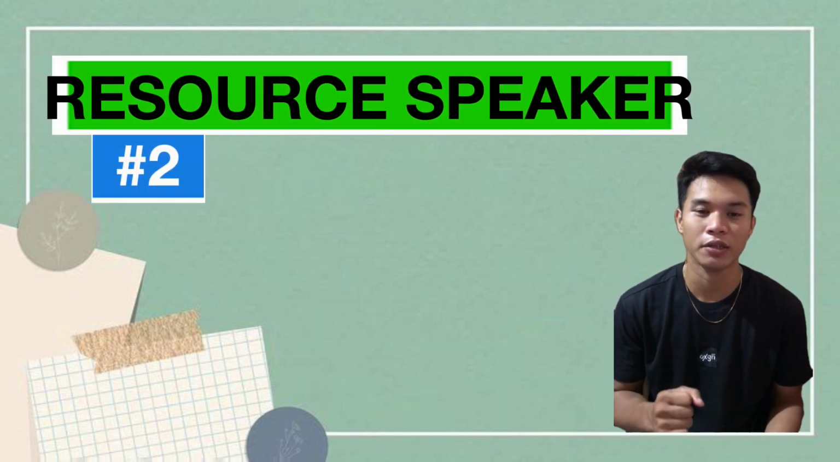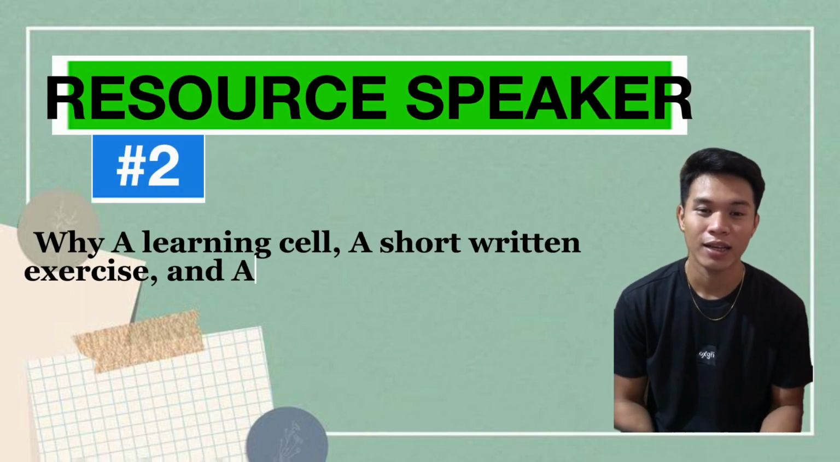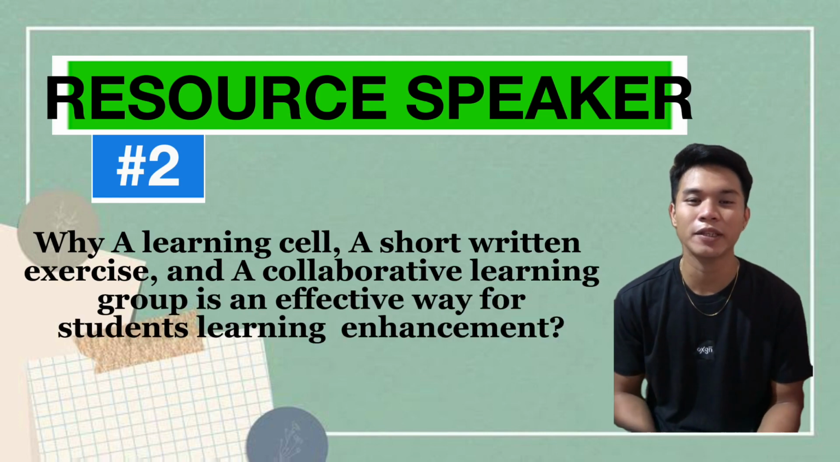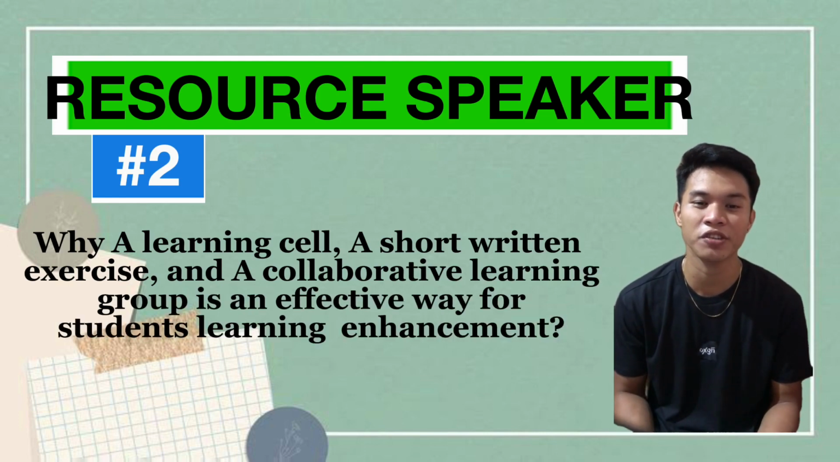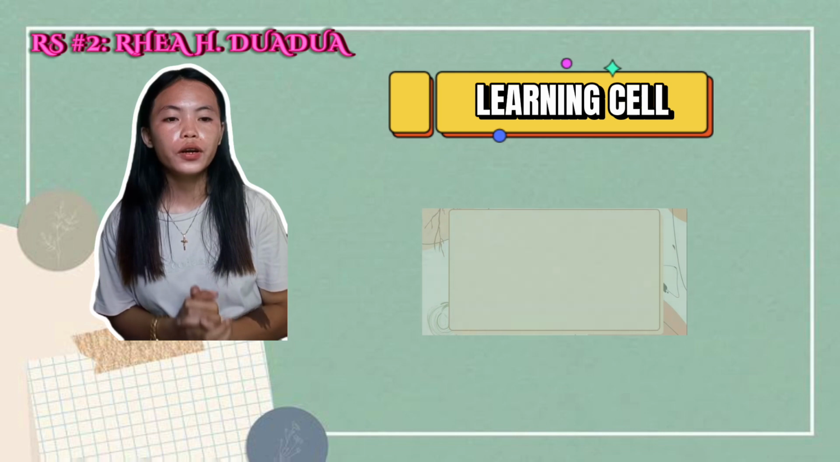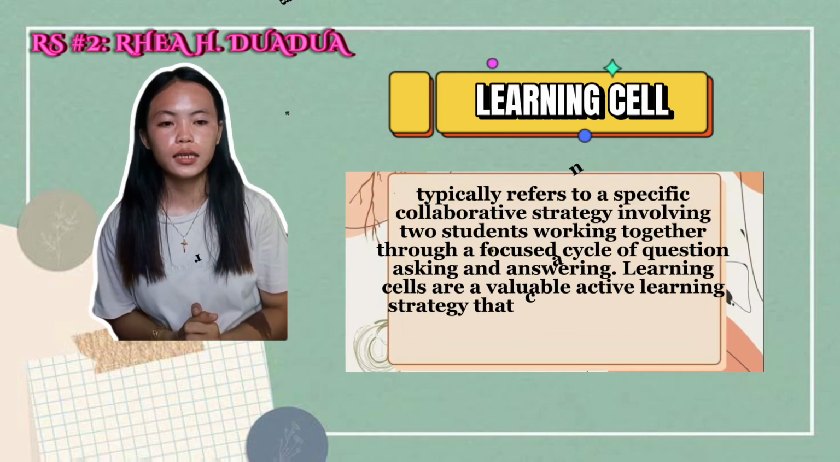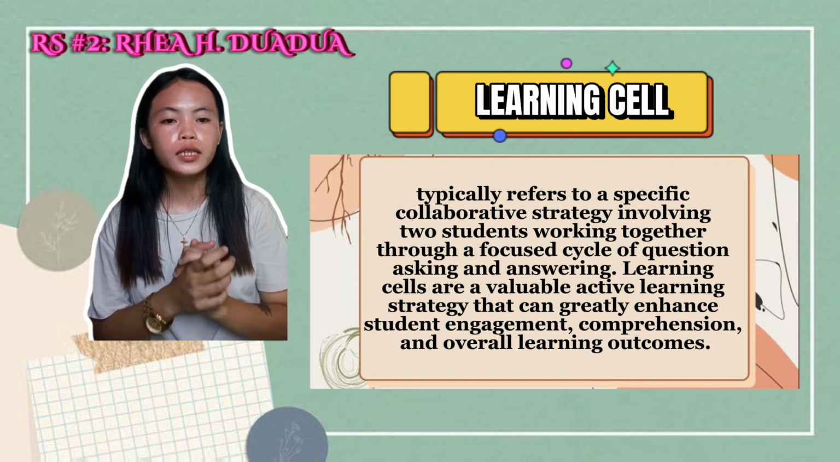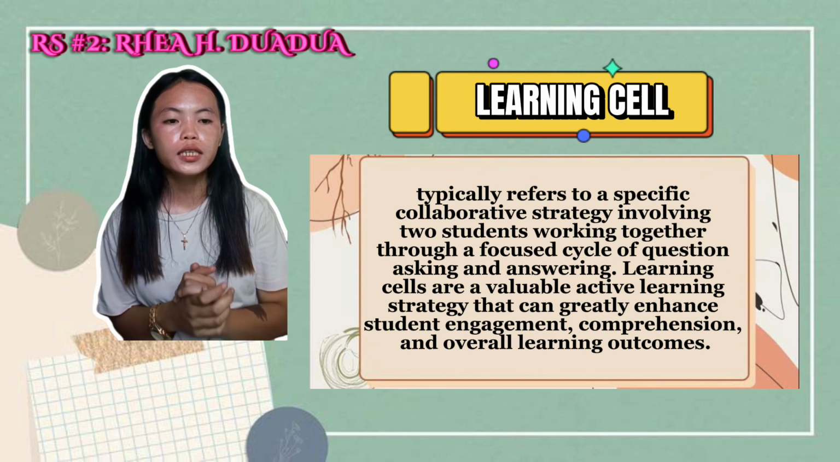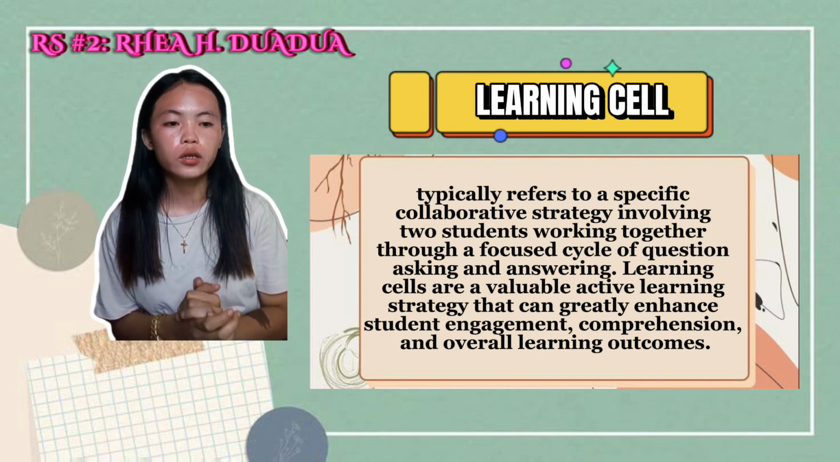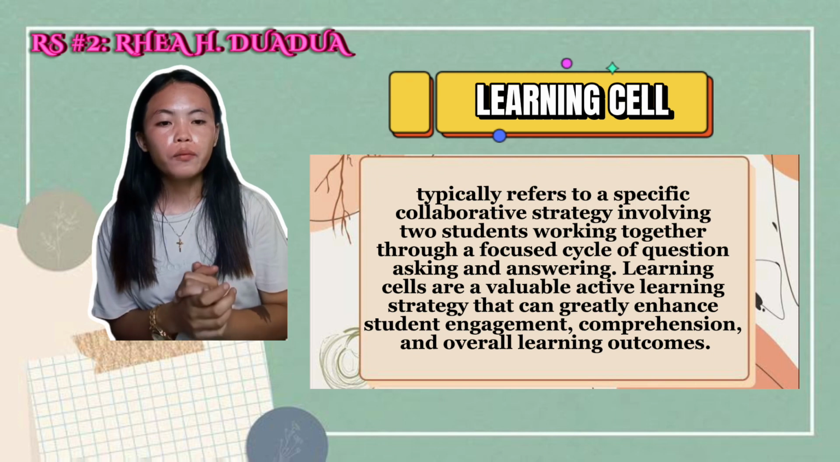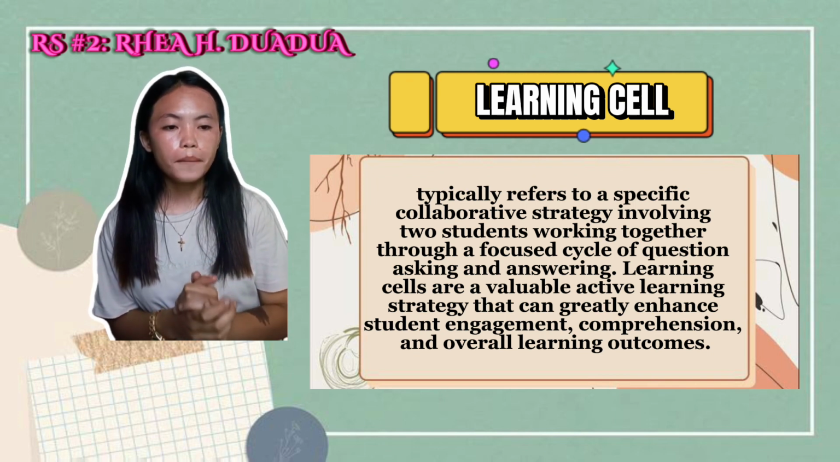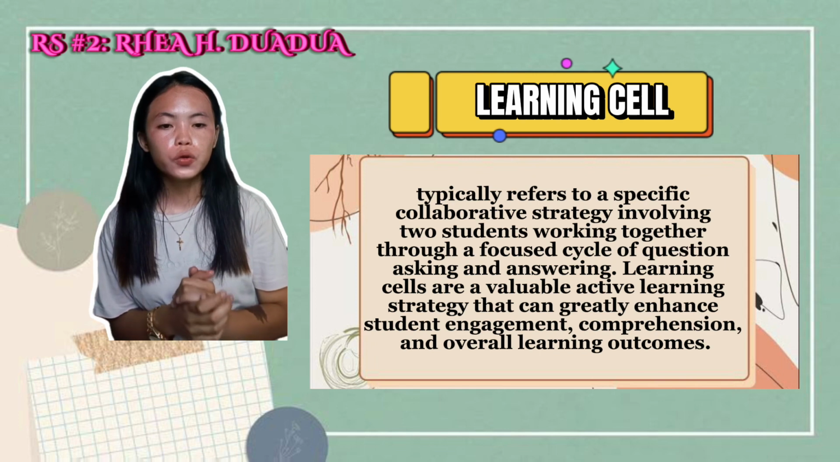Let me call on the second resource speaker, and here is your leading question. Why are a learning cell, a short written exercise, and a collaborative learning group effective ways to enhance students' learning? What is a learning cell? A learning cell is a process of learning where two students alternate asking and answering questions about commonly read materials. To prepare for the assignment, the students read it and write down questions that they have about the reading. At the next class meeting, the teacher randomly puts students in pairs.